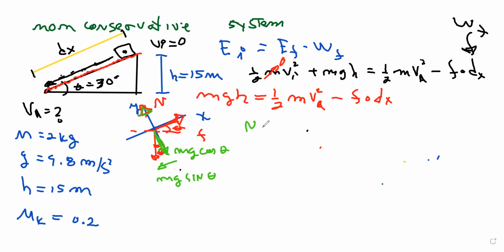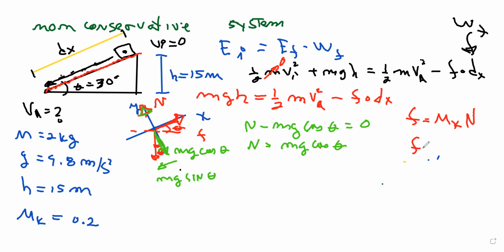So the normal force minus mg cosine of theta is going to be equal to 0, because there's no acceleration in the y direction. All the acceleration is in the x direction. So N is going to be equal to mg cosine of theta. And we know that the friction is going to be the coefficient of kinetic friction times the normal force. So the friction is going to be mu k, which is the coefficient of kinetic friction, times mg cosine of theta.